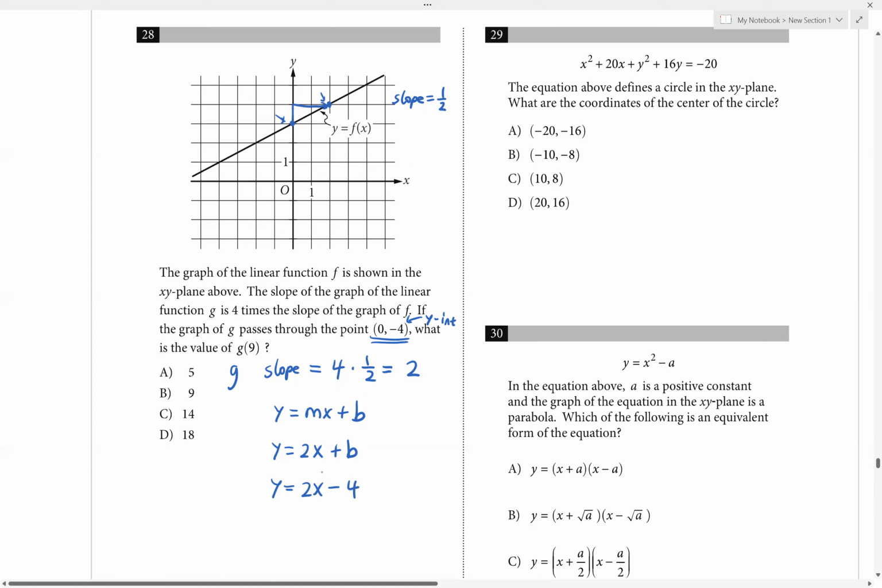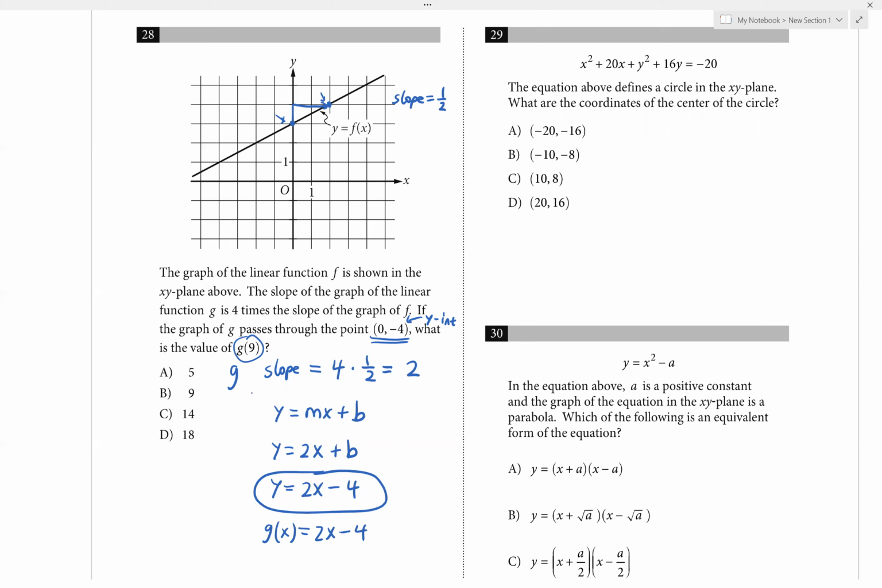All right, so pretty much we have the equation for the g function. We're looking for g(9), so we can rewrite the function as g(x) = 2x - 4. It's the same meaning. What we have to do here is solve for g(9), so we plug 9 into the function and solve for the y value.